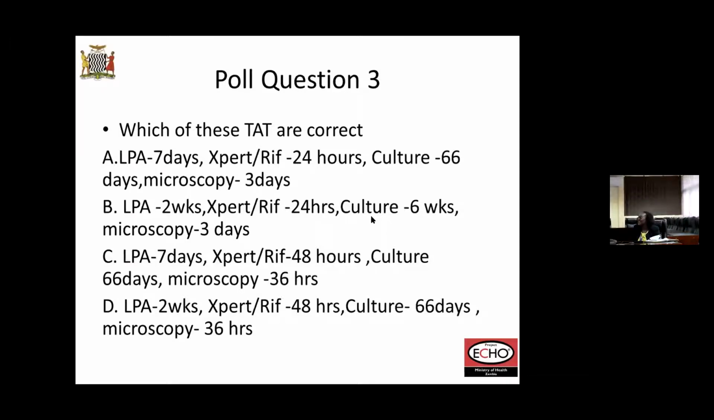That's 44%. There is also another school of thought that thinks a line probe assay should take 7 days, meaning if I request that on someone, especially who I think has resistance, within 7 days, I should get some drug sensitivity. They think Xpert RIF should be taking 24 hours. A culture should take 66 days. This is with DST. And microscopy should take 3 days. Then we have a few others who voted otherwise.